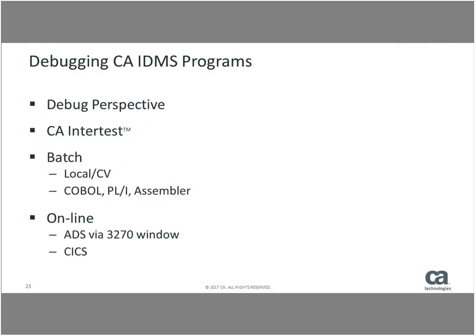And there we go. Okay, debugging IDMS programs. You can also debug programs. There's a debug perspective. That would be outside the scope of what we have time to talk about today, but you can use the built-in debug perspective that comes with Developer for Z, or of course, we'd like you to use the CA InterTest product, which is a very sophisticated and more advanced debugger. It is possible for IDMS to debug batch programs, whether they're local or CV, in COBOL, PL1, or assembler.